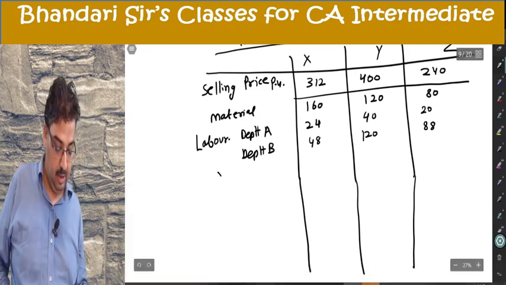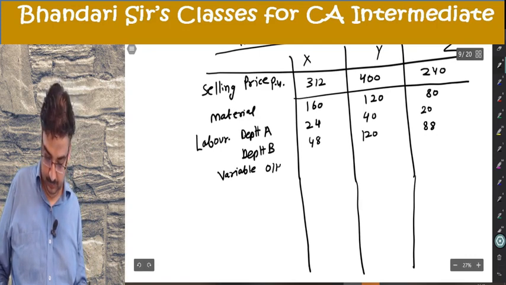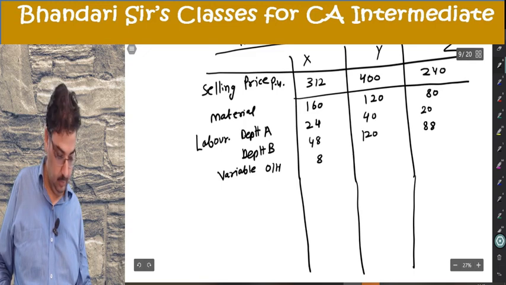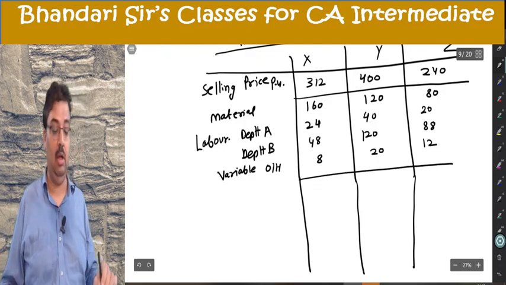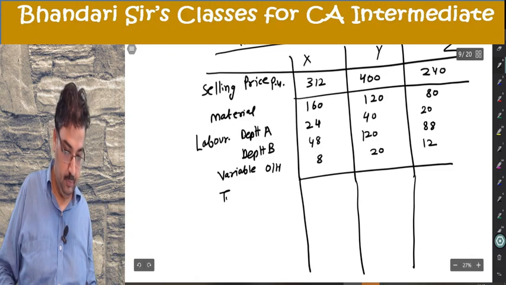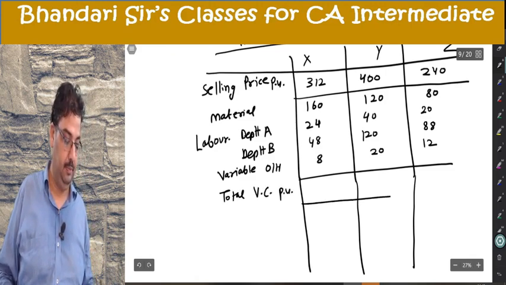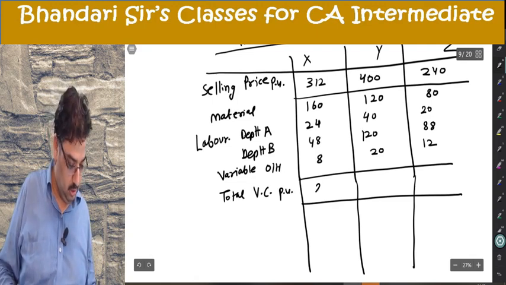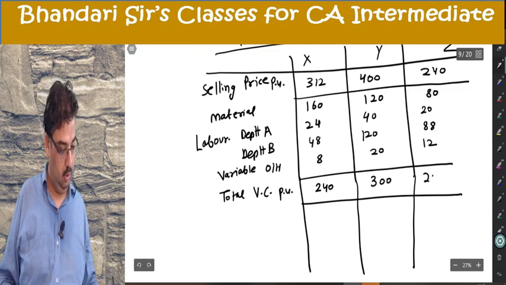Then I have variable overheads: 8, 20, 12. They are all directly given. Only labor cost I have computed carefully. Everything else is directly given. Total variable cost per unit is 240, 300, 200.